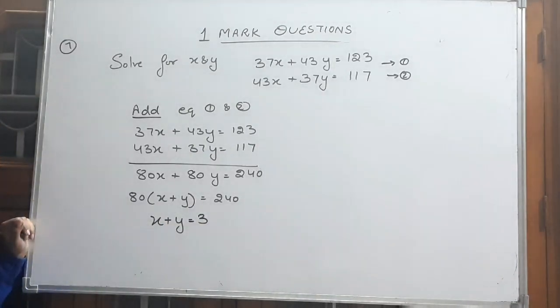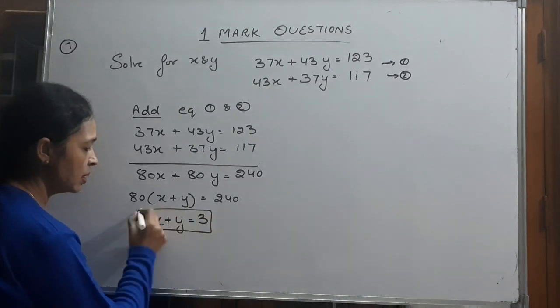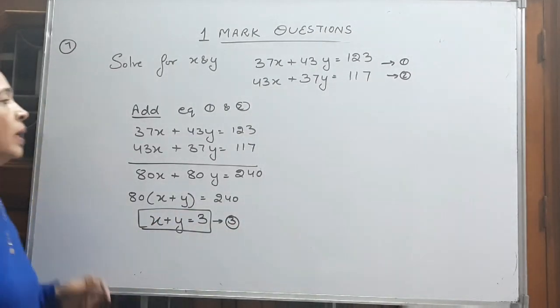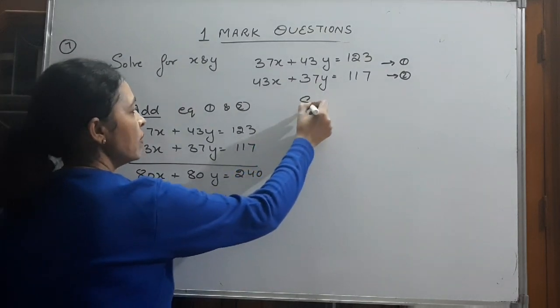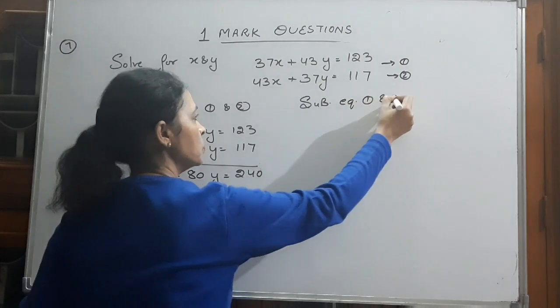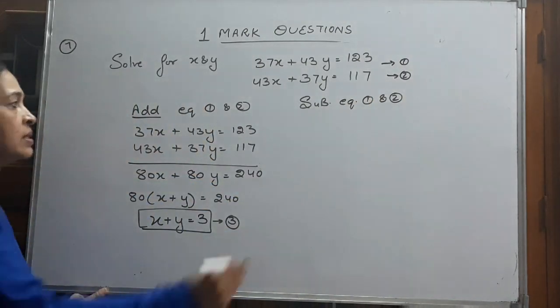3, 240 by 80 is 3. We have this equation. Let's call it equation 3. Now, next what will we do? We will subtract equation 1 and 2. We will subtract the two equations.